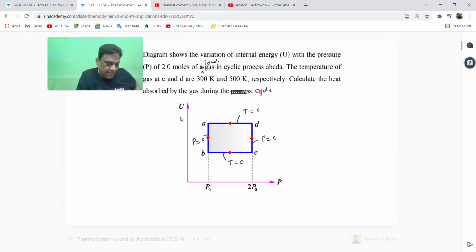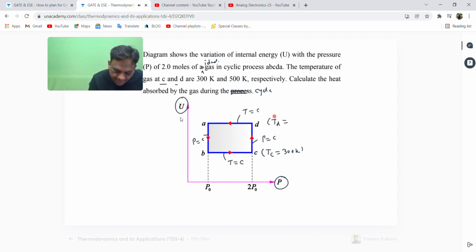Please note down that it is internal energy versus pressure. For the first time we are seeing this. Okay. Can I write, look once, the temperature of gas at C and D. At C, the temperature is given as 300, and at D, the temperature is given as 500 Kelvin. Look once, what is A to D? Isothermal. So can I write this as temperature at A also equal to yes?